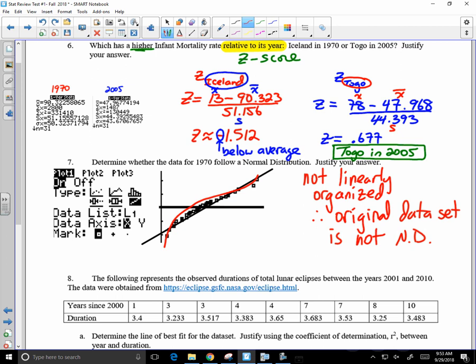All right? So the reverse is true. The less linear, the less normal. This doesn't look linear at all. I put a ruler on it, and it doesn't look anywhere near like a line. So we can safely assume that we're not looking at a normal distribution.